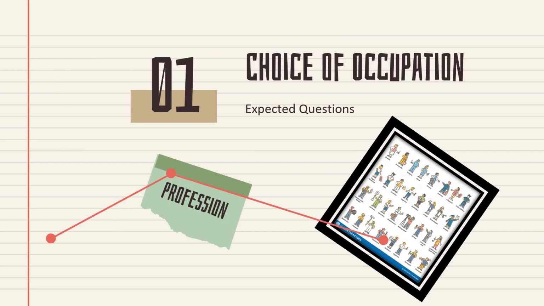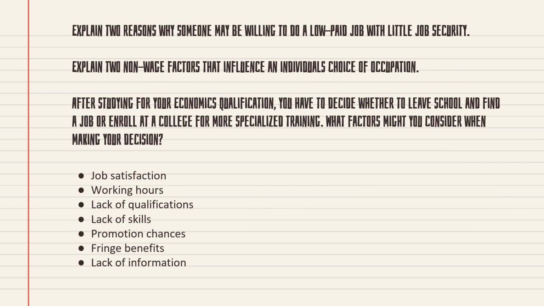The first topic for the predicted questions we are discussing is choice of occupation. Why do people select different professions, based on which aspects they consider before selecting a profession? That is what we mean by choice of occupation. There are wage factors and non-wage factors that determine a person's choice of occupation. From this portion, what predicted questions can we see? From the choice of occupation, I am selecting three questions here.